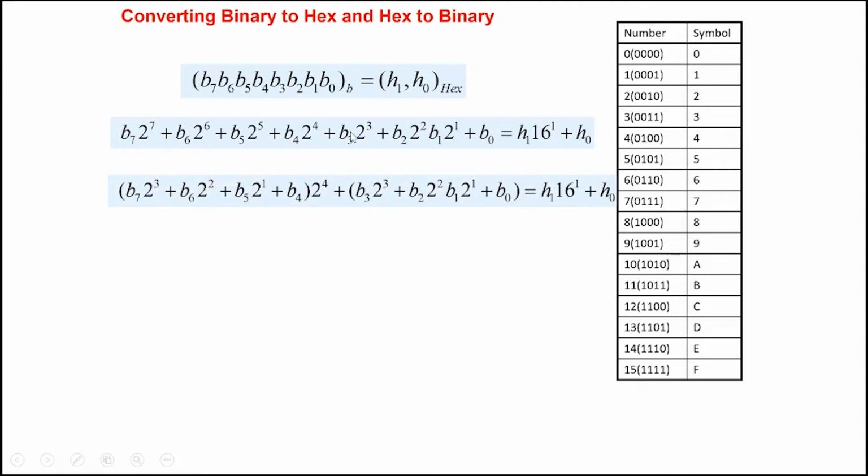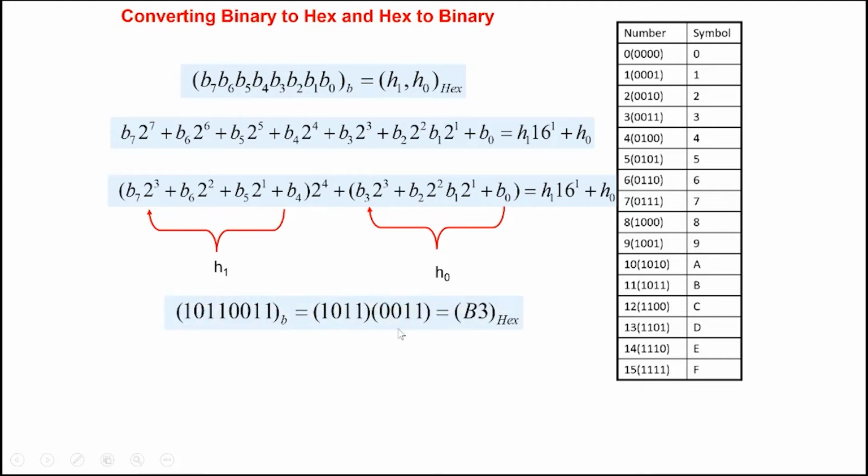Now what we can do is group the first 4 bits together here, like this, and the next 4 bits like this, and take out 2 to the power 4 as common between these 4 here. So you obtain this part here, and you obtain this part here. So this is what is equivalent to H0 here. If you match the left hand side and the right hand side, note that 2 to the power 4 is nothing but 16. So this is what represents H0, the hexadecimal digit here, and this is what represents the hexadecimal digit H1.